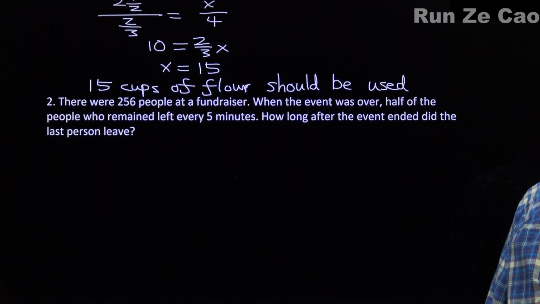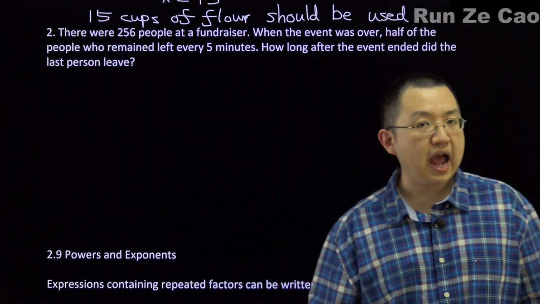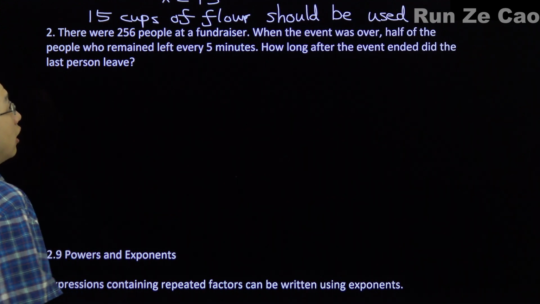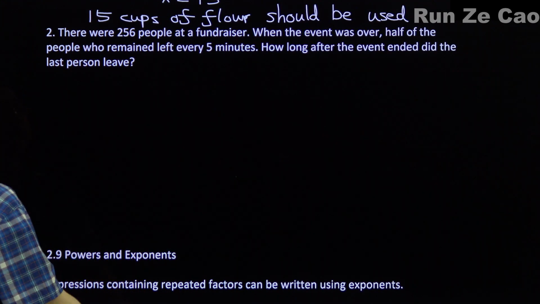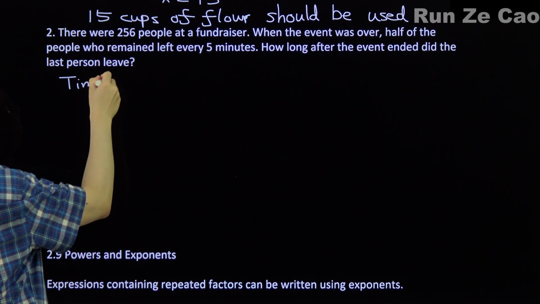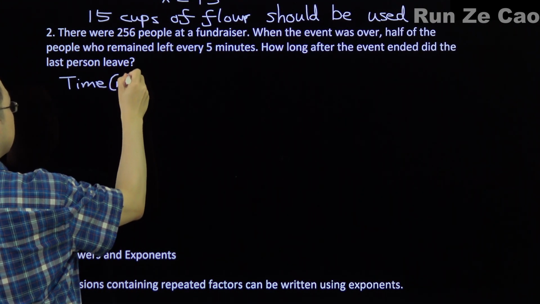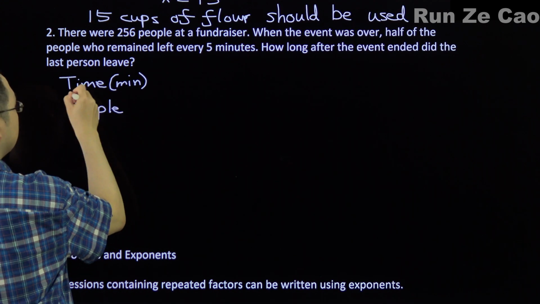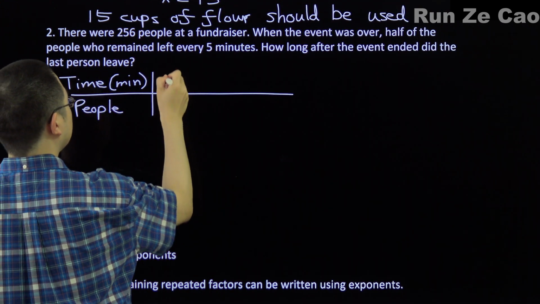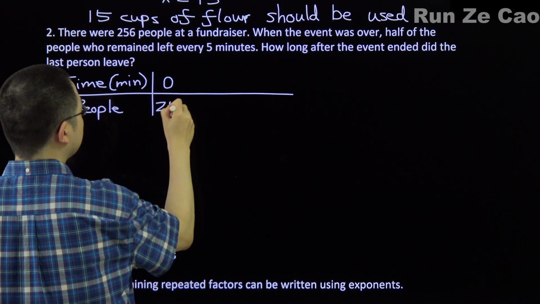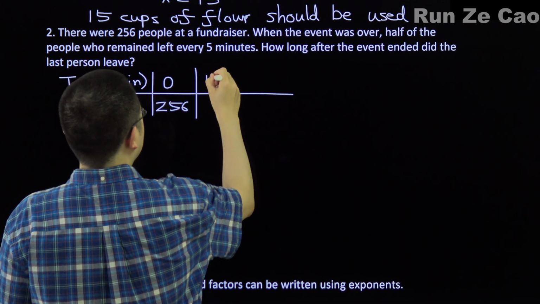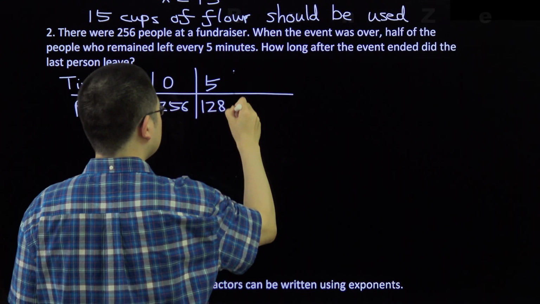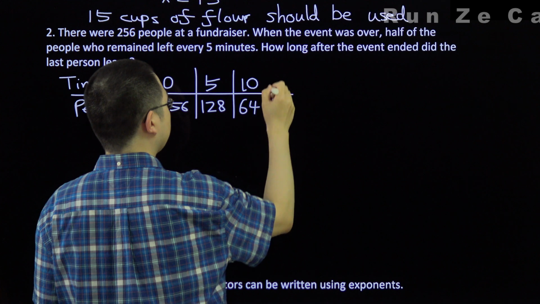Now let's say we have 256 people at a fundraiser, and half the people who remain leave every 5 minutes after the event is over. How long after the event ended did the last person leave? Time, minutes, people. Well, at 0 minutes after the event's end, there were 256 people left. And at 5 minutes, you had 128 people left. At 10 minutes, you had 64 people left.